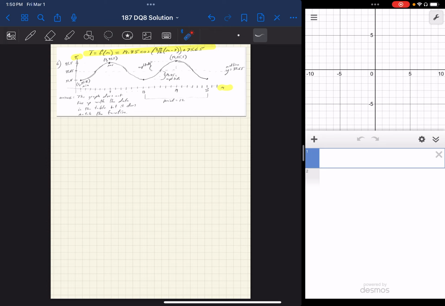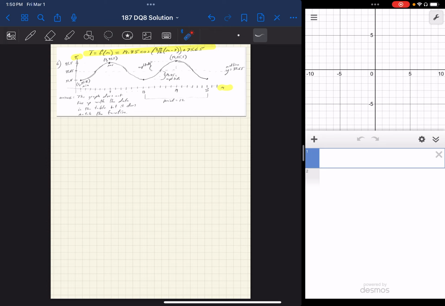I do a little manipulation, subtract the 75 off from both sides, and I end up with 4.35 equals this part here. Remember, I'm trying to get m by itself, so I'm undoing according to order of operations, working backwards. So the next thing I do is divide by 19.85. This is one full term here, and I'm multiplying that term by 19.85. So I divide both sides by 19.85, and I end up with 0.2191 is equal to the cosine of some value.